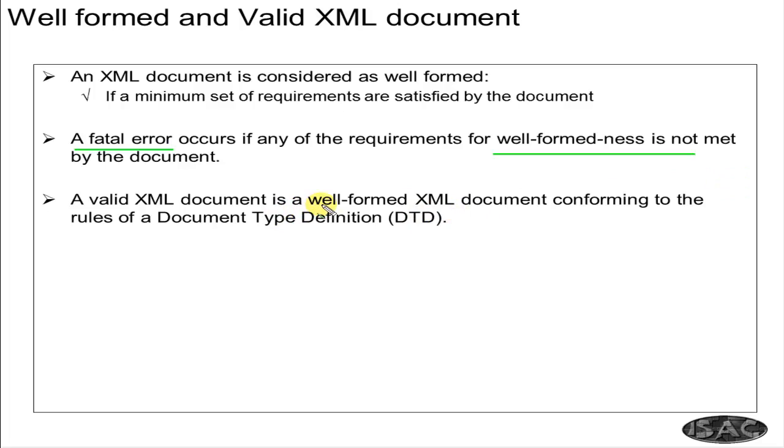A valid XML document is a well-formed XML document conforming to the rules of a document type definition. So what it means is that there is a particular document which works as a guideline or a validation mechanism, so that your XML document must get validated as per that document type DTD document. Now what is DTD? That is what we'll discuss in the coming section. So first, to understand, a well-formed and valid XML document must satisfy the requirements of DTD.